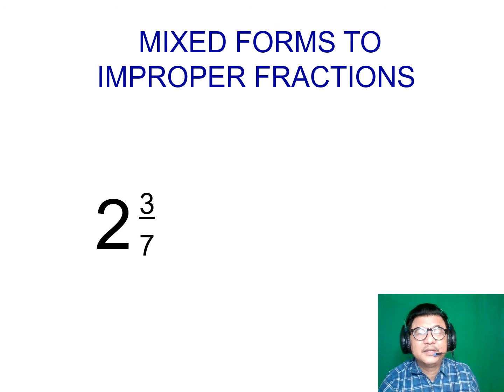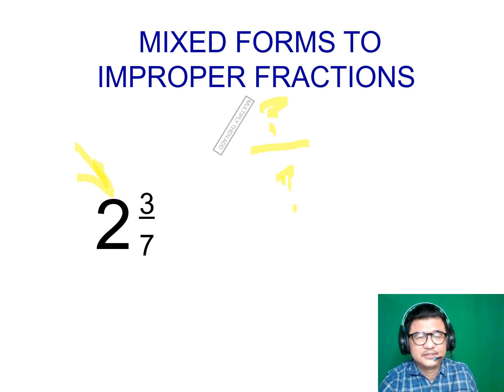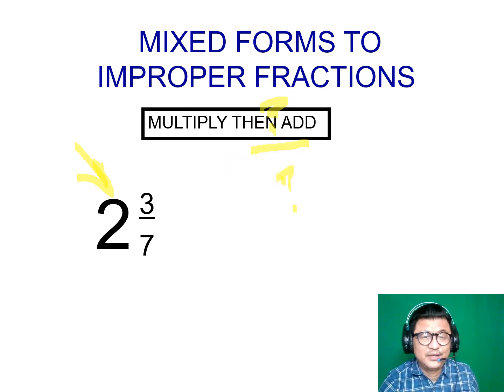Next, how about the mixed forms to improper fractions? Okay, when do you use this? You're gonna use this when you multiply and divide, because you cannot multiply and divide with a whole number. Okay, so it has to be a fraction. I want a number on top over a number below, just a fraction. Okay, this is the style. This is the way you do it.